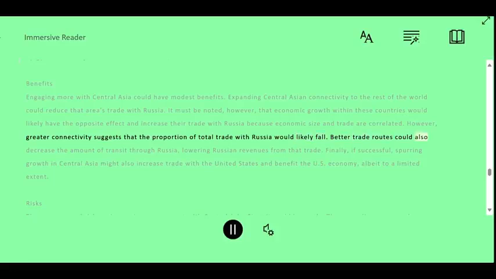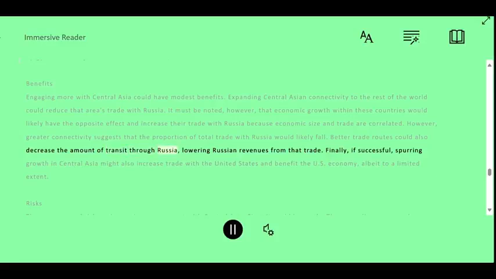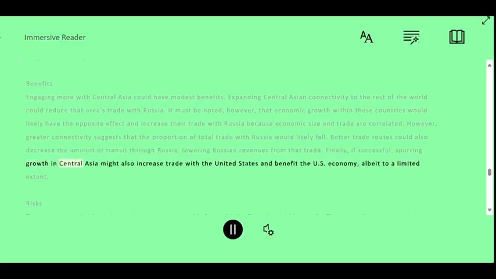Better trade routes could also decrease the amount of transit through Russia, lowering Russian revenues from that trade. Finally, if successful, spurring growth in Central Asia might also increase trade with the United States and benefit the US economy, albeit to a limited extent.